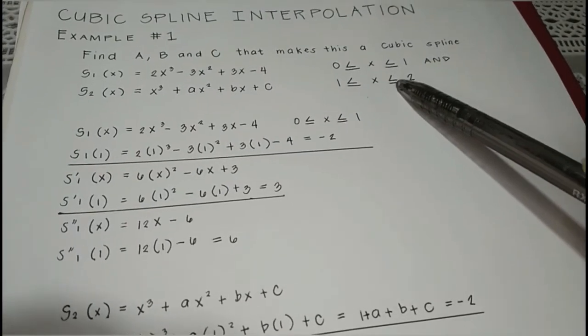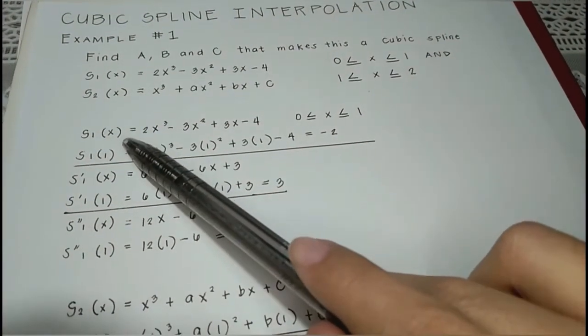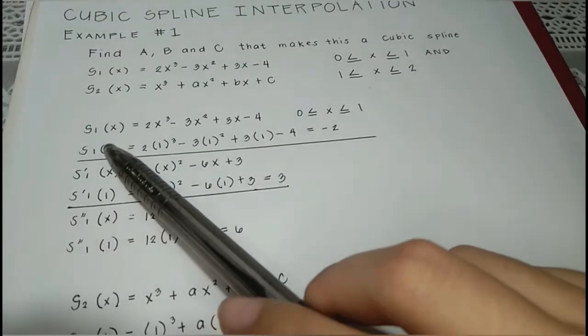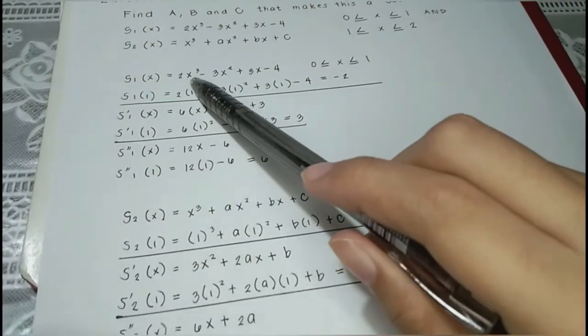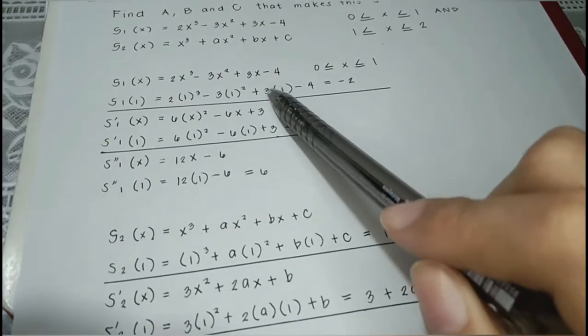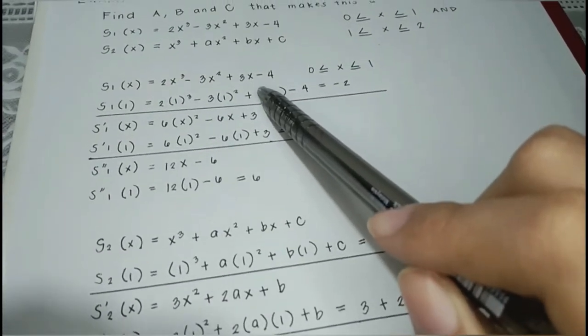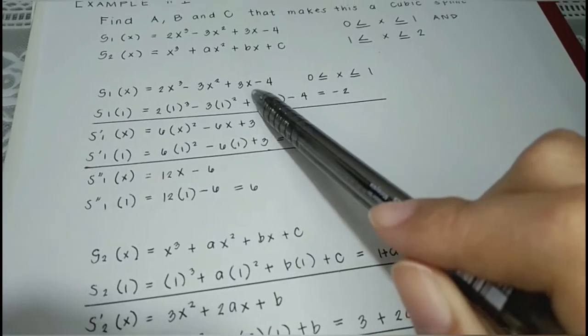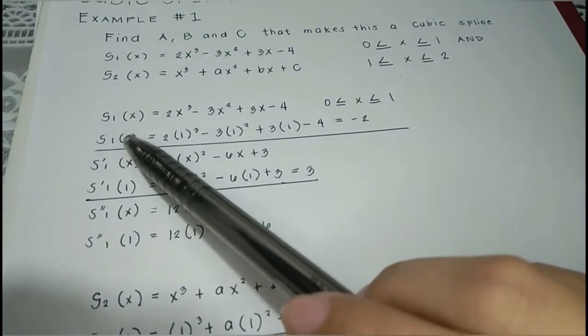The first step is, S sub 1 of x is equal to 2x cubed minus 3x squared plus 3x minus 4. So we substitute, let's say x is equal to 1, so substitute the 1.